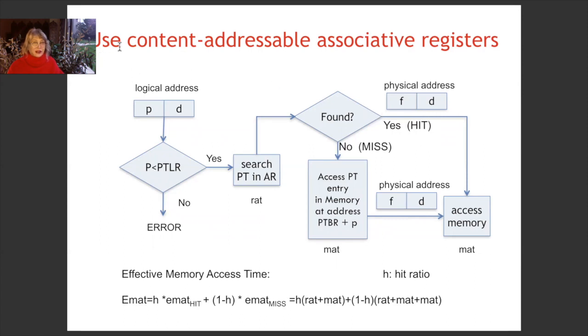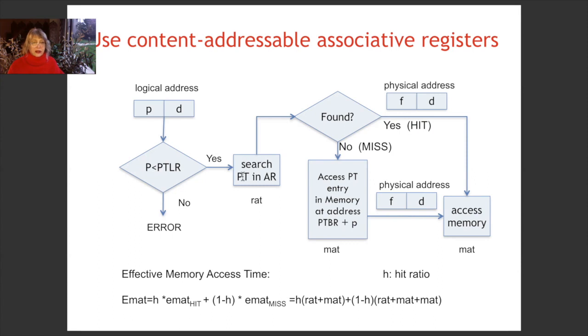The flowchart for the use of content addressable associative registers is as follows. We have a logical address made of page number and displacement. This page number is compared with the page table length register. If the answer is no, that means there is an error. Otherwise, if the answer is yes, we continue.